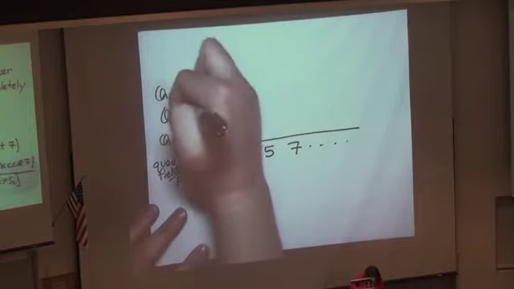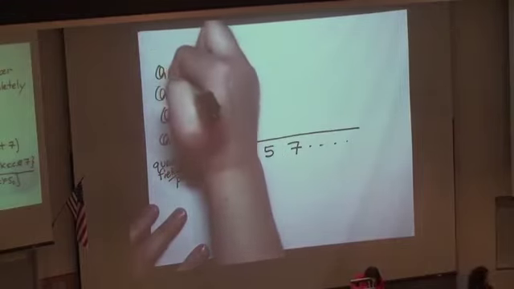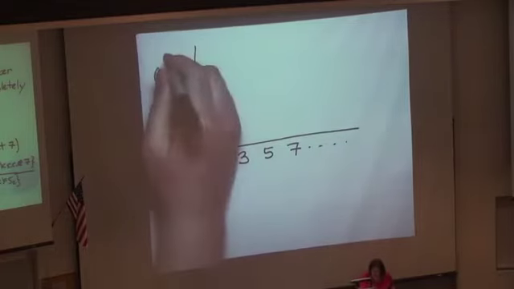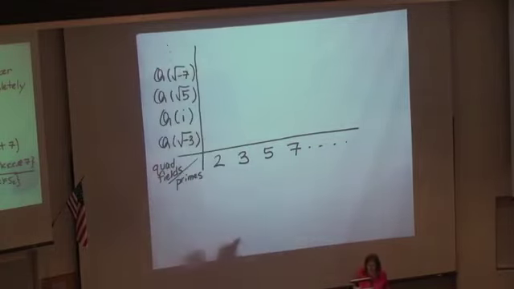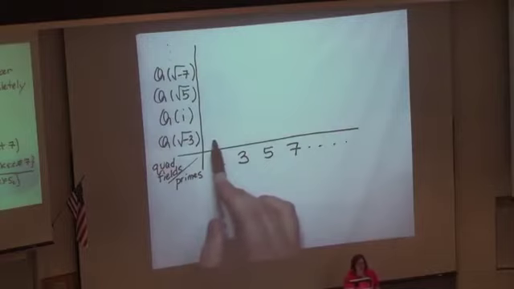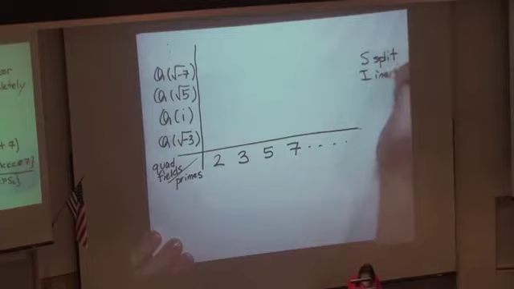Okay, so here's my list of primes and my list of quadratic extensions. And for each quadratic extension and prime, I have a question. Does this prime split, or is it inert, or does it ramify? So it could either split, or be inert, or ramify.